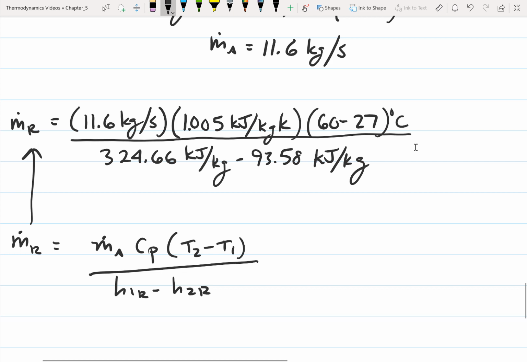So now let's make sure our units work out. The kilojoules cancel, the kilogram cancels, and the Kelvin cancels, and we're left with kilograms per second, which is what we want. So this works out to 1.66 kilograms per second.